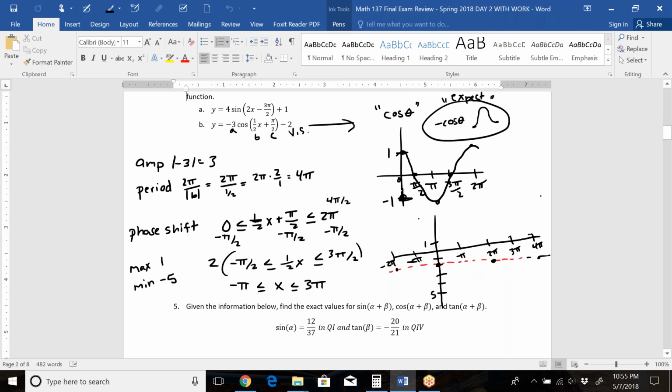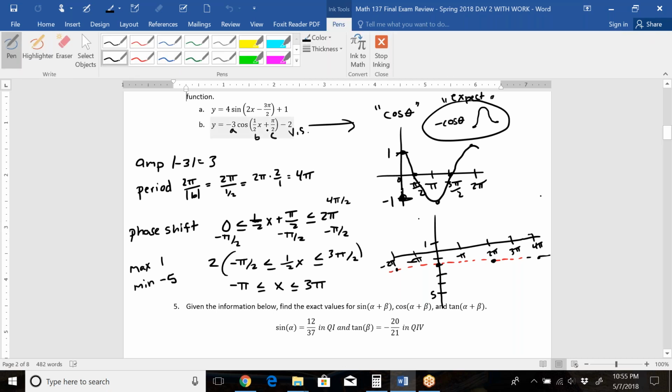We learned that this had an amplitude of 3, a period of 4 pi, a phase shift of negative pi, and a max value of 1 and a min value of negative 5, which meant that our baseline is the vertical shift, which is negative 2. So I had gone ahead and marked off a red dashed line at negative 2 to indicate that's the center of where my x-axis used to be.